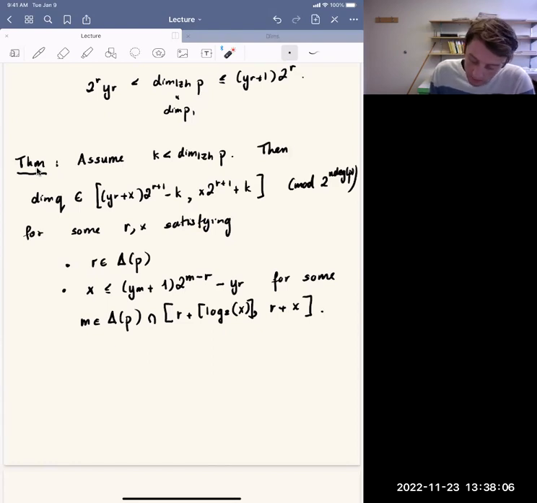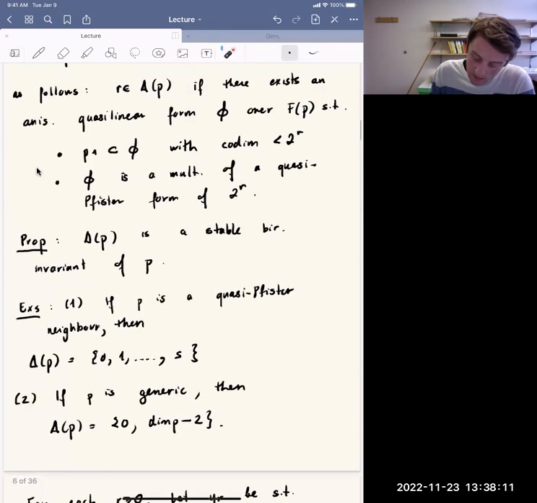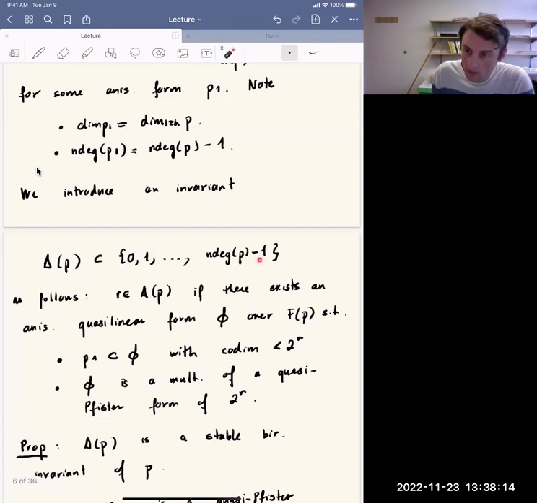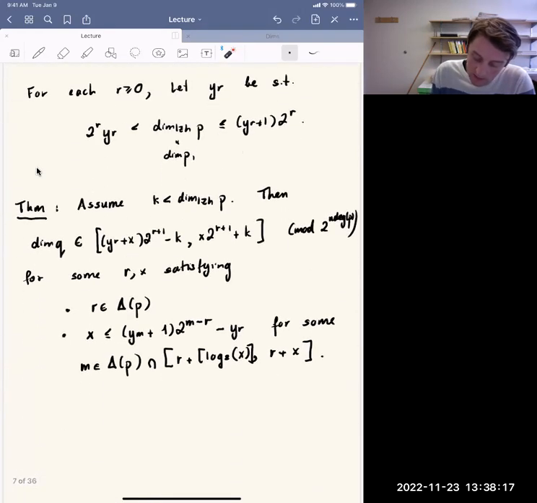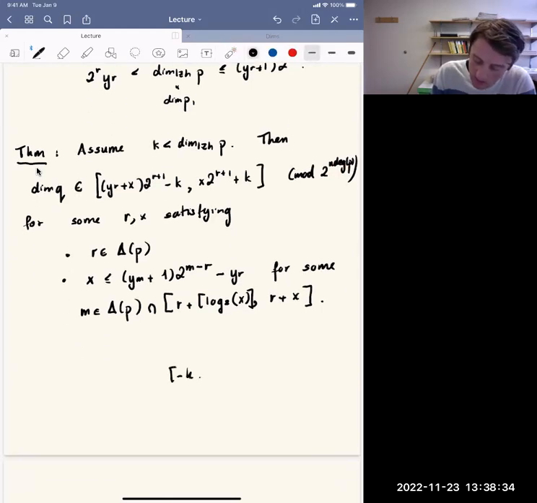So one integer which is always in this invariant delta p is just the maximal value, the norm degree of p minus 1. And in that case, this integer y r is 0, and this condition will tell you that x has to be 0 as well. And 2 to the r plus 1 will be just this integer here, 2 to the norm degree of p. So in that case, this interval here just becomes minus k, k, and then we're working modulo this integer here. So we just get the same statement as for conjecture 1, but with a much better exponent here for this power of 2.